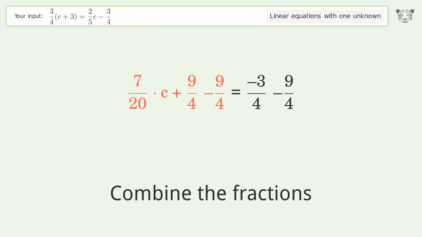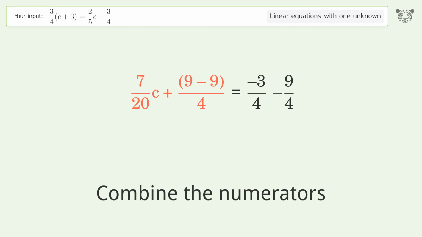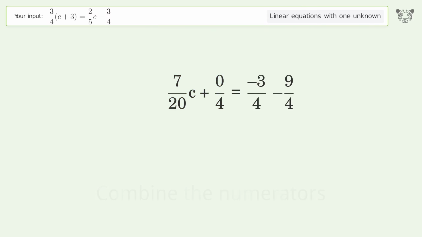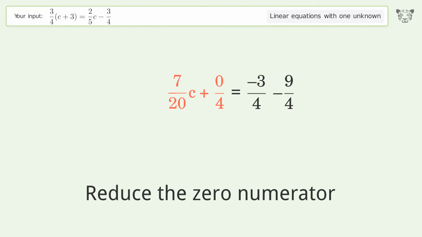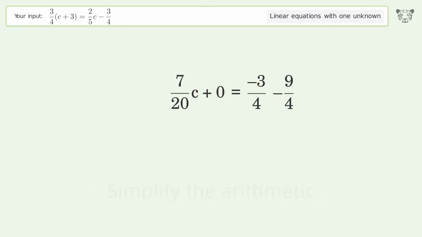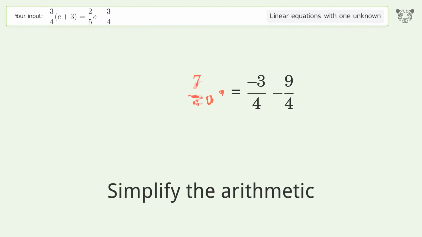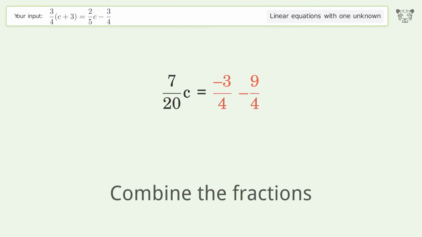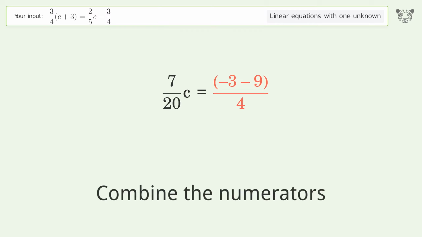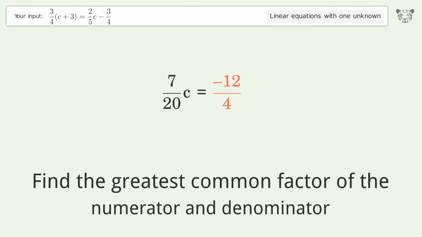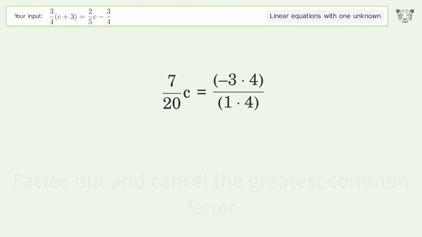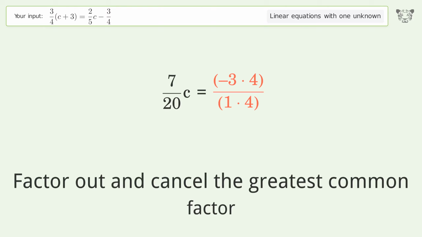Combine the fractions. Combine the numerators. Reduce the zero numerator. Simplify the arithmetic. Combine the fractions. Combine the numerators. Find the greatest common factor of the numerator and denominator. Factor out and cancel the greatest common factor.